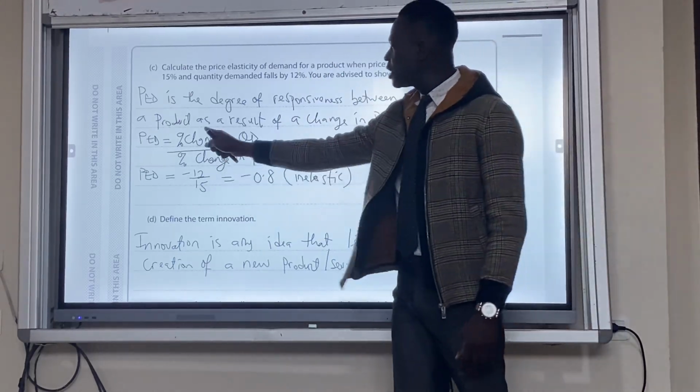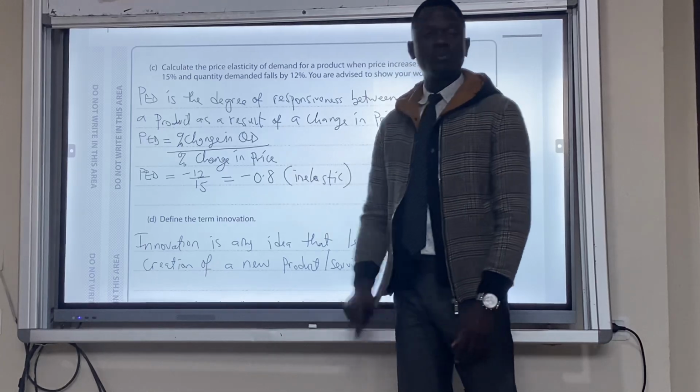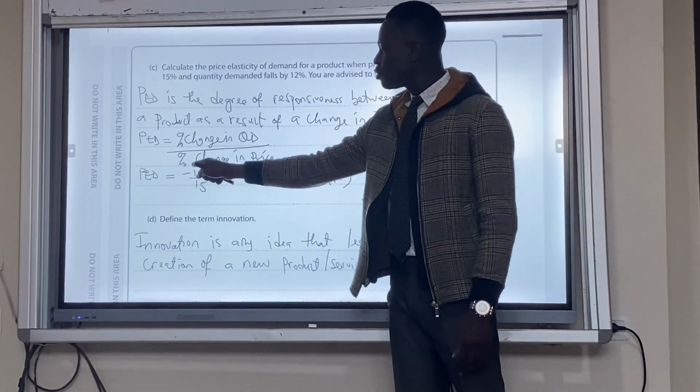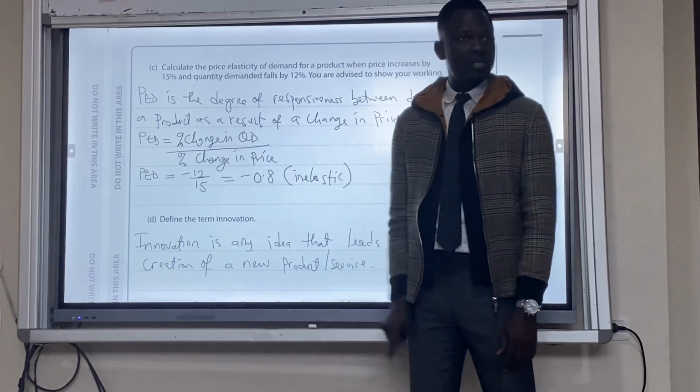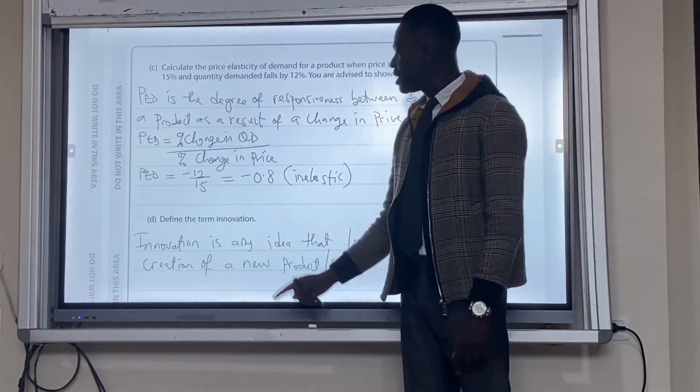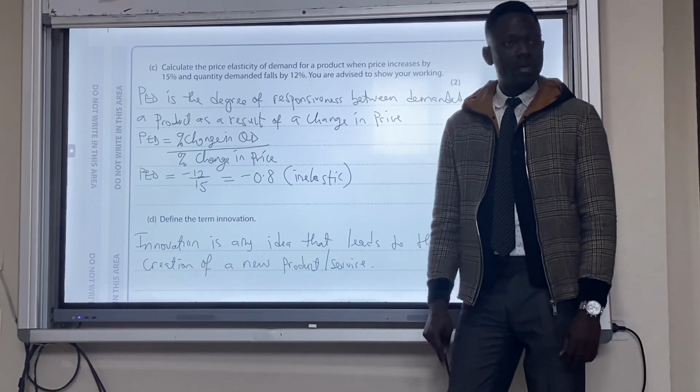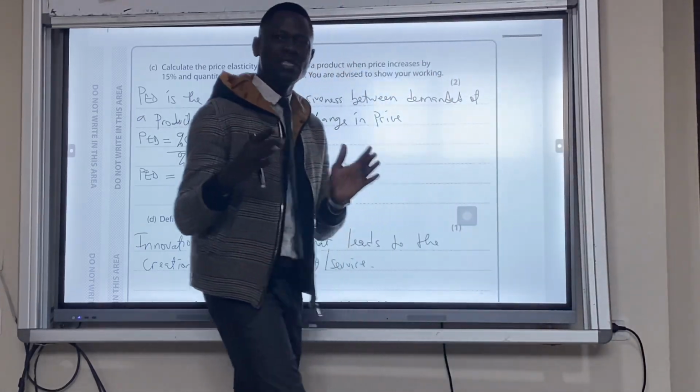I would say percentage change in quantity demanded over percentage change in price. The quantity demanded changed by minus 12%, and the price changed by plus 15%. So minus 12 divided by 15 gives us minus 0.8. So based on our calculation, we can interpret the result.